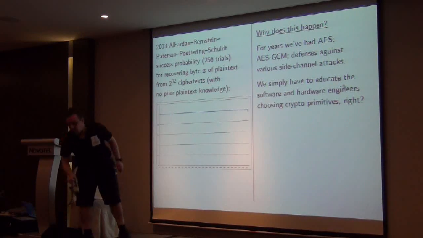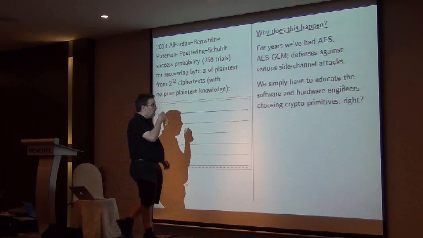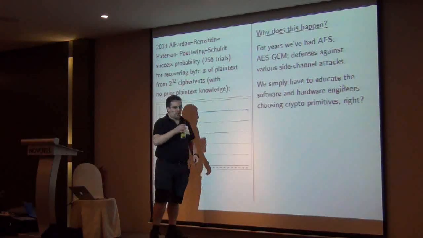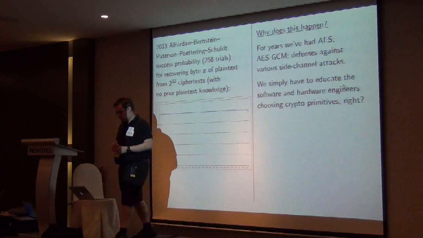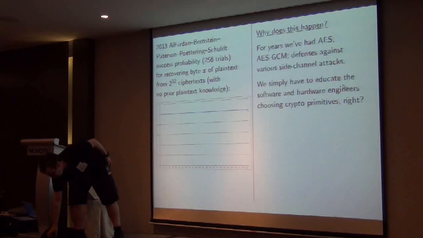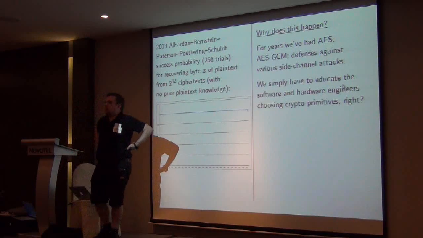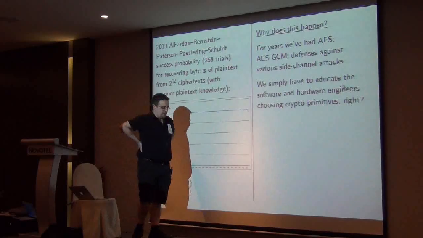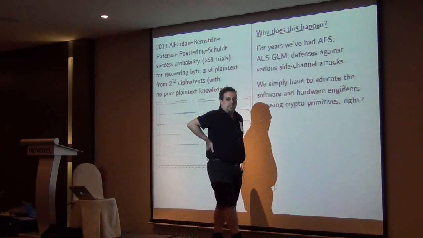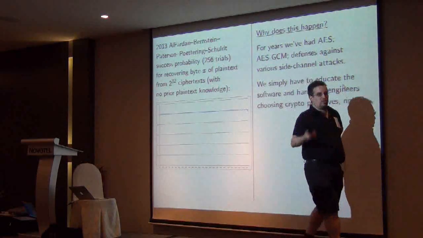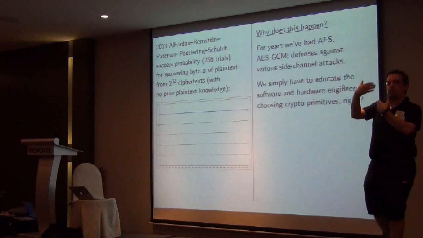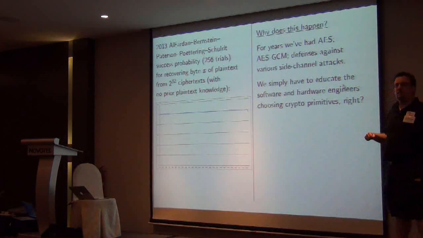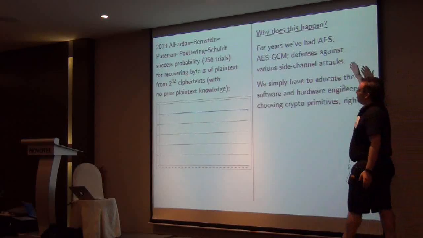So, why does this happen? Why do we have all of these breakable cryptographic examples? Well, you could say it's because the people who are implementing cryptographic protocols haven't gotten the memo. In many of these cases, they were doing the implementations years before AES, so maybe they shouldn't be blamed, but at this point, we just have to educate them, right? I mean, we just have to explain to them there's AES.